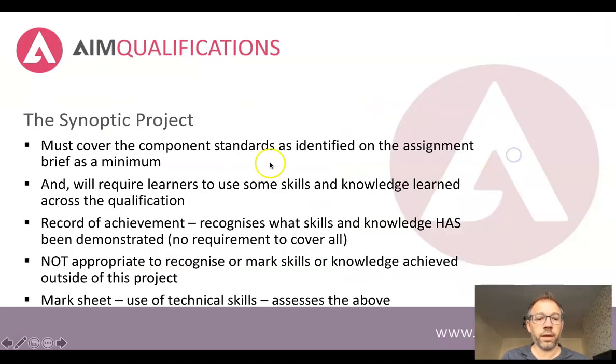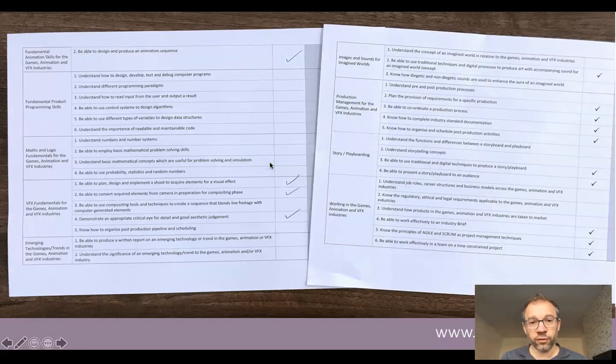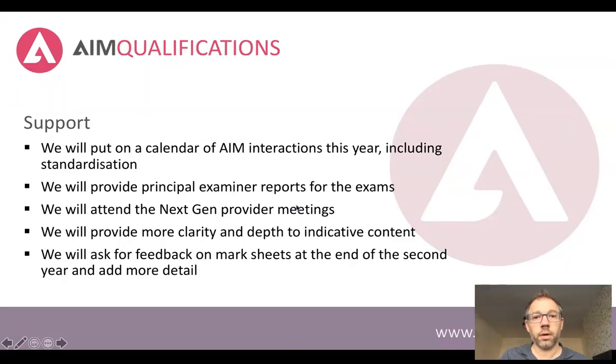So I hope that makes some more sense of the Synoptic project, and here's just a little example of what we imagine a completed record of achievement to look like. Here you can see, because I've printed it, that those are the ticks that we have put on there as mandatory, and here I have shown that a learner might tick some of the other ones to say, actually, in completing this project, these are some of the skills and knowledge that I have been able to evidence. So this brings me to the end of this video piece.